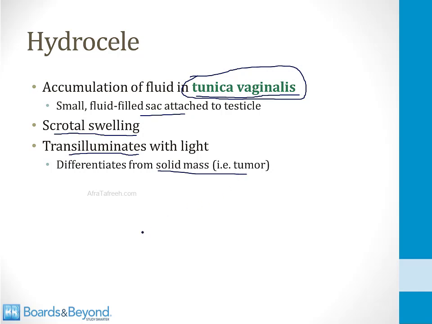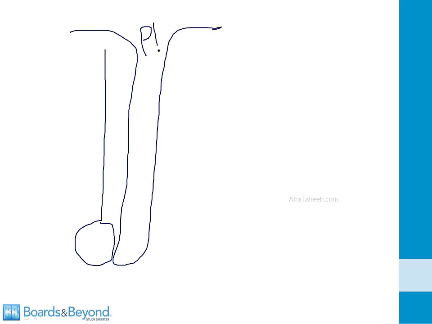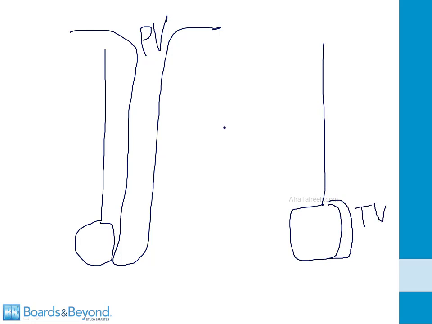There are two forms of a hydrocele, the newborn form and the adult form, and these are very easy to understand if we review a little bit of embryology and talk about how the tunica vaginalis forms. During development, the testis descends into the abdomen, and it pulls with it an outpouching of the peritoneum, which is called the processus vaginalis. This outpouching will eventually obliterate, and all that will remain is a little bit of covering over the testicle. This is called the tunica vaginalis. And if you understand this embryology, then it's very easy to understand hydroceles. A hydrocele occurs when something causes this tunica vaginalis to become filled with fluid.